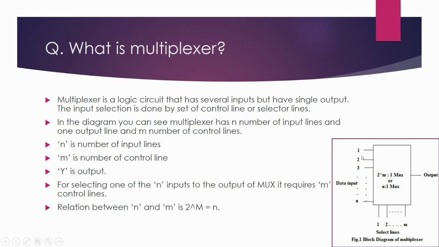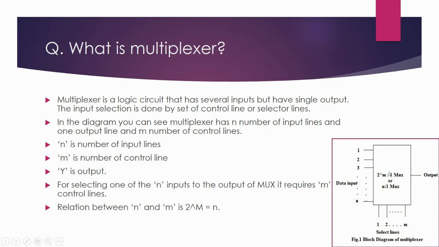Let's understand this block diagram in more detail. What is n representing? N is the number of input lines. Now what is m? M is the number of control lines, or select lines. And Y is the output.